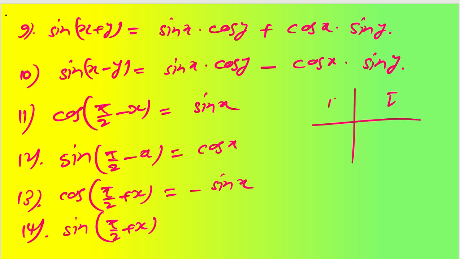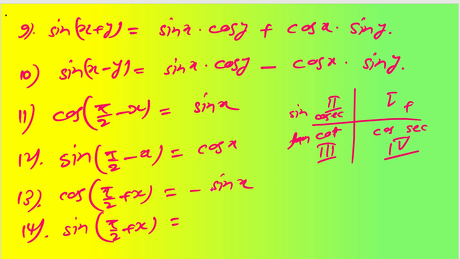This is quadrant 1, 2, 3, 4, and this is going to be sin and cosec, tan and cot, and this is cos and sec. Only these are positive, and in the first one all are positive. So if you do cos of pi by 2 plus x, pi by 2 plus x is going to land up here. Here cos is negative, so that's the reason it is minus sin x. Similar to that, sin of pi by 2 plus x is going to be in the second quadrant, so it will be simply cos x, like that.